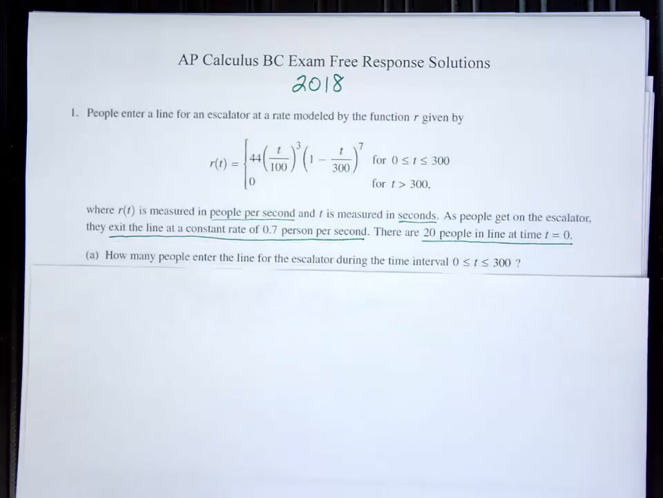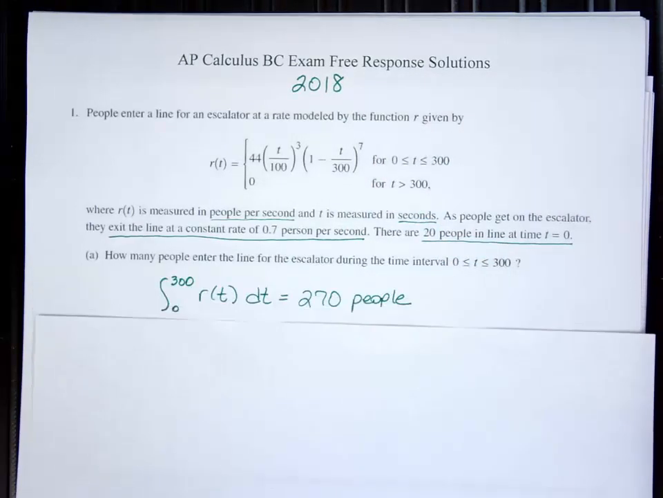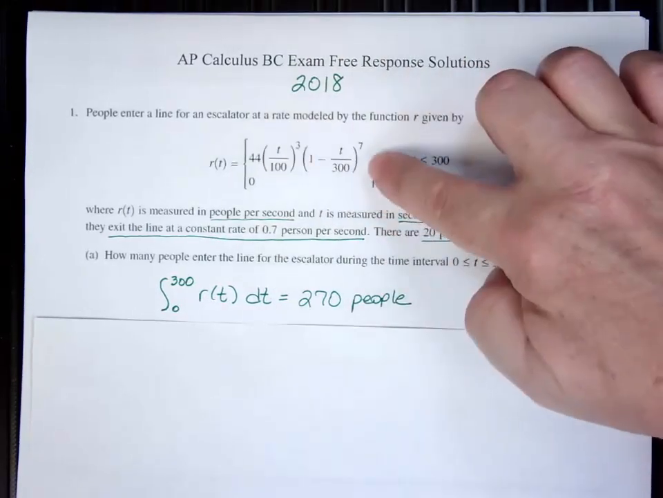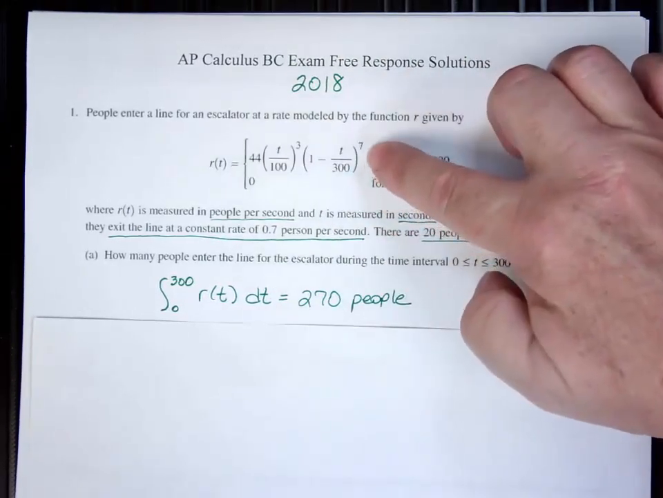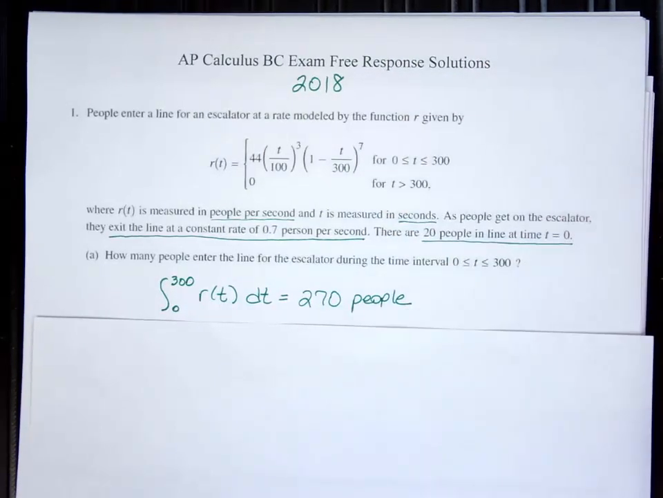So the first question says, how many people enter the line for the escalator during the time interval from 0 to 300? So that is basically how many people are going in, given this is the rate. So that means I'm accumulating people, so I'm going to integrate from 0 to 300 of R of t dt. I do not have to copy this function down because it's already given to me. So the integral of R of t dt is 270 people.